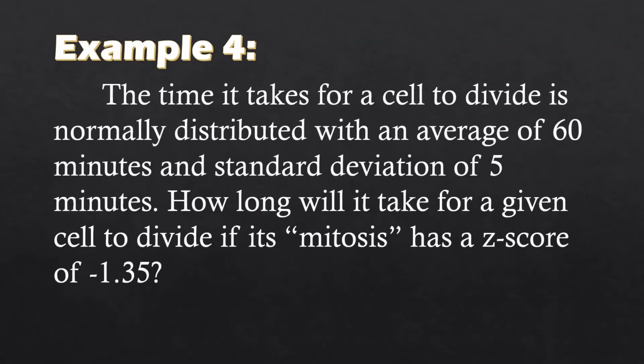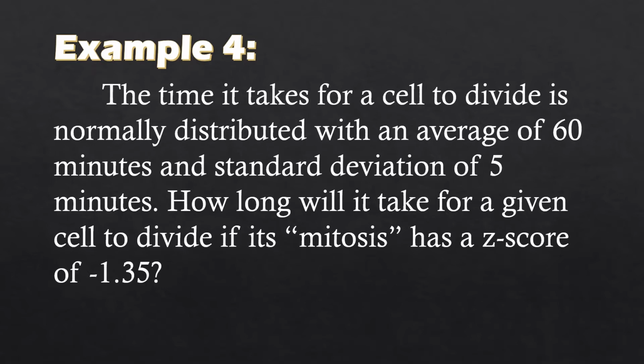Now, for our fourth example, let's have this problem. The time it takes for a cell to divide is normally distributed with an average of 60 minutes and a standard deviation of 5 minutes. How long will it take for a given cell to divide if its mitosis has a z-score of negative 1.35? So this problem revolves around a concept in our science, which is cell division.